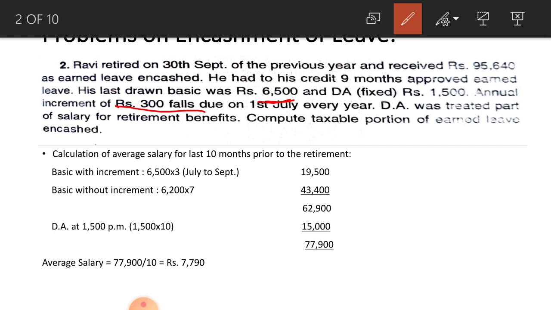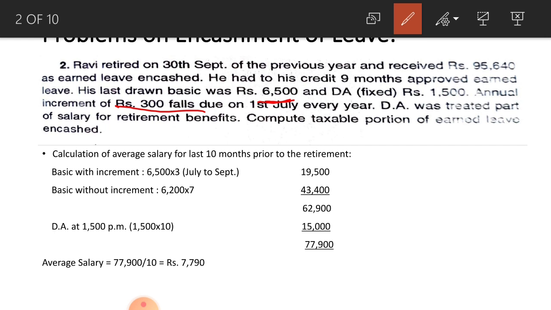That means for the calculation of the 10 months average salary, 6,500 he received for 3 months, that is for July, August and September, and for the rest of the 7 months he received only 6,200 rupees, that is excluding this increment. DA will not change, that will be fixed at rupees 1,500.